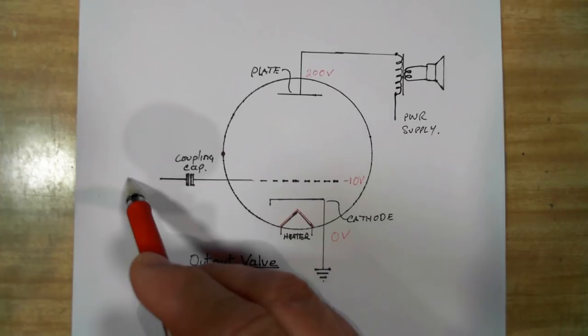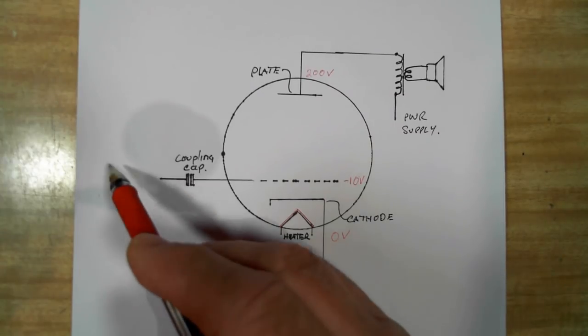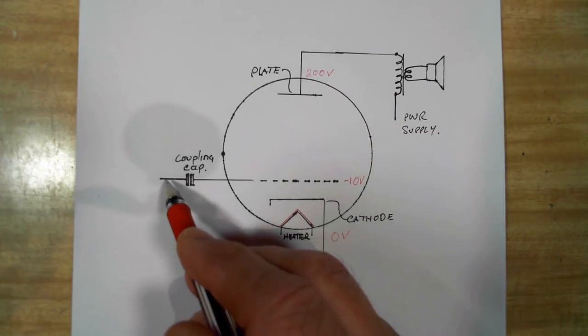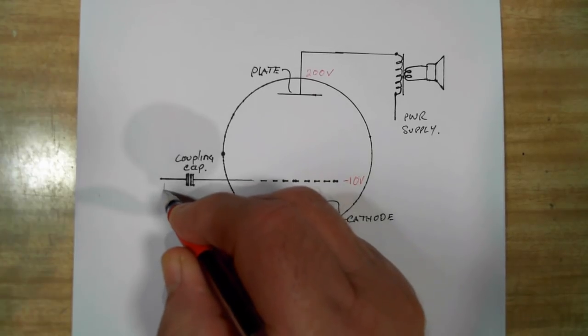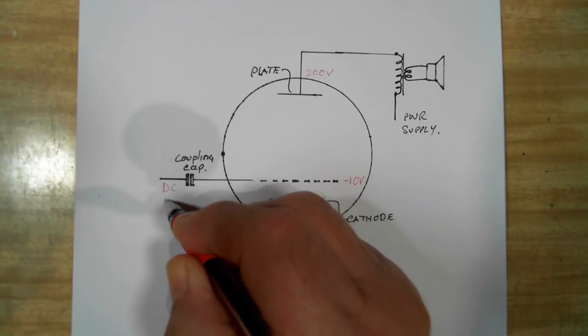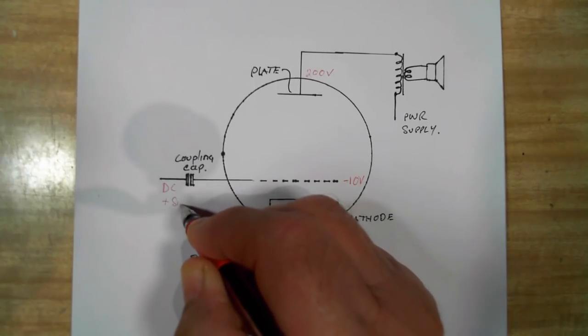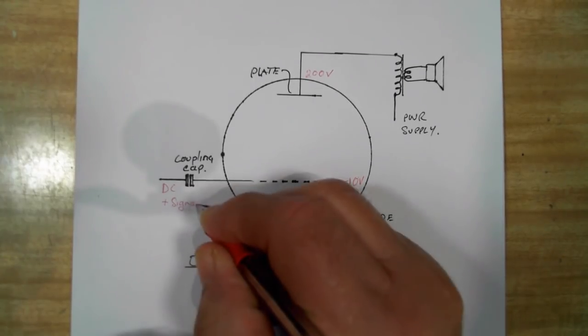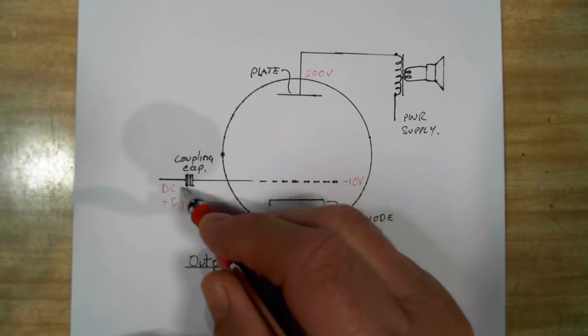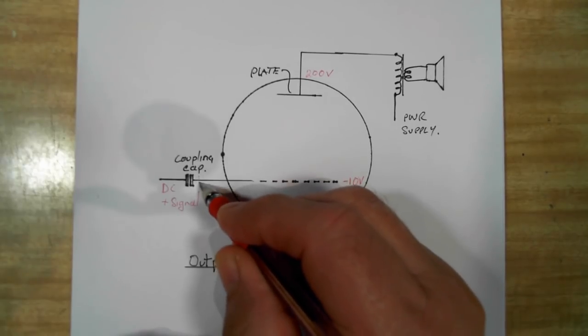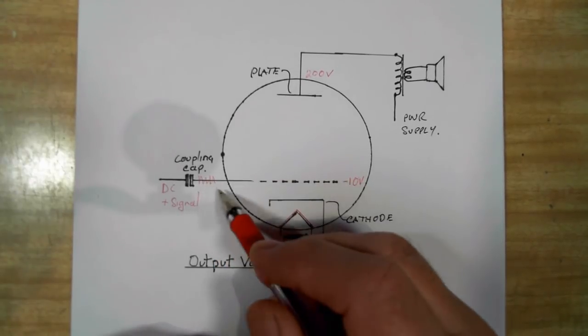Now our audio signal's coming in here from the receiving end of the radio. It also has a DC component, which is quite high. So here you've got DC plus your signal. A serviceable coupling capacitor only allows AC to get through, or an alternating signal. So the DC is blocked by this capacitor, and all we have now is our audio signal.